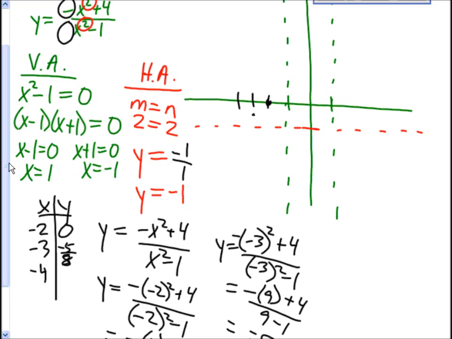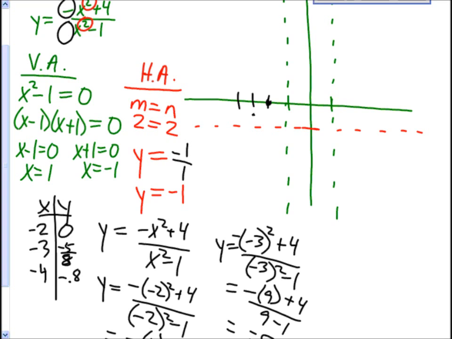I'm going to cheat and punch it in here. Trace them. So negative 4 ends up spitting out negative 0.8.